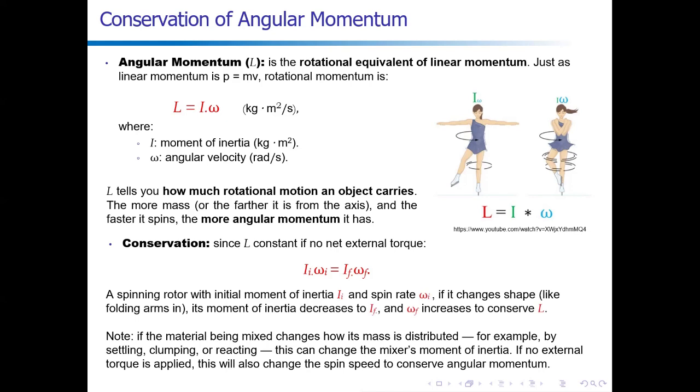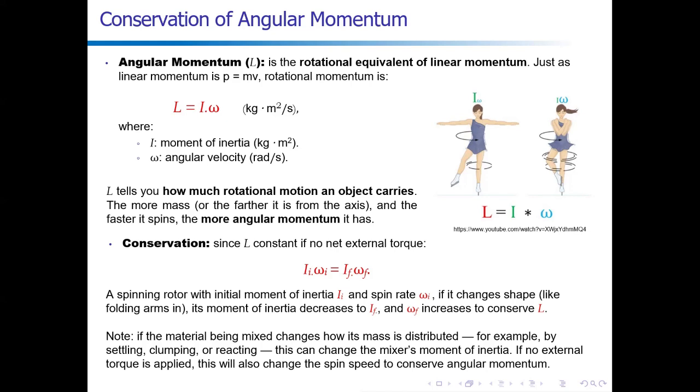Let's imagine a spinning rotor. It starts with some moment of inertia and a spin rate. Now, if the mass moves closer to the center, like arms folding in, then the inertia becomes smaller. To conserve angular momentum, the rotor spins faster, so the angular velocity increases.